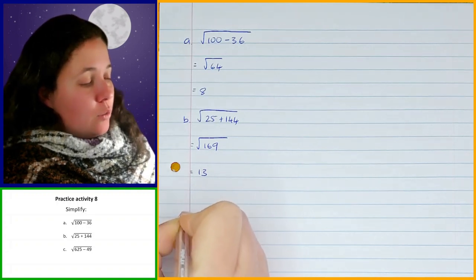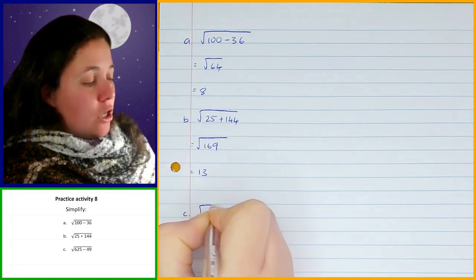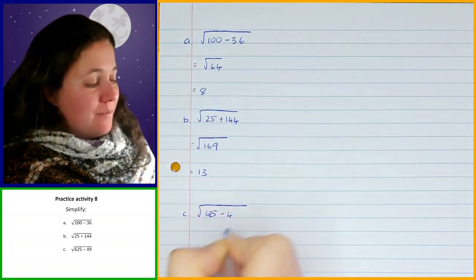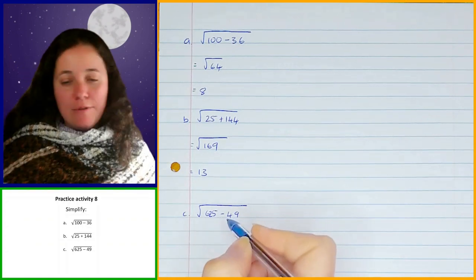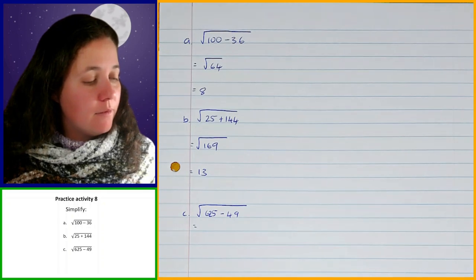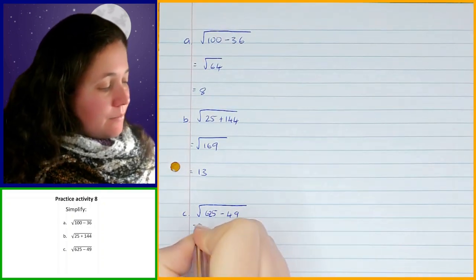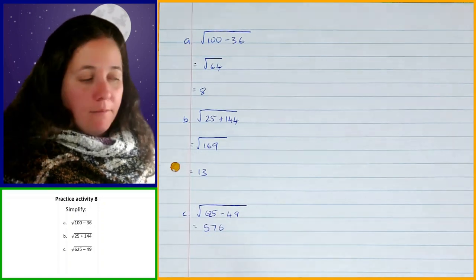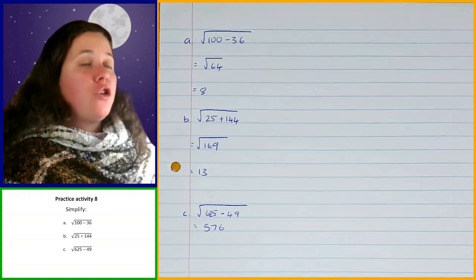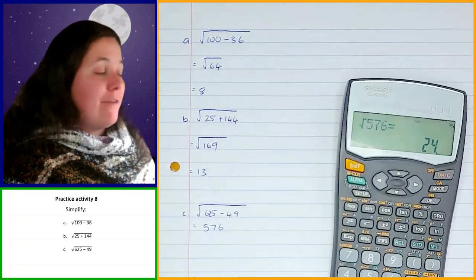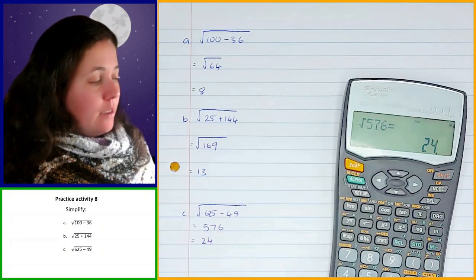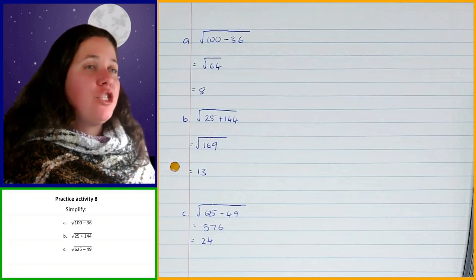And then the last one, question C, you had the square root of 625 minus 49. And that gives you 576. Now, this is one that you wouldn't necessarily know, so you can use your calculator for this, okay? So the square root of 576 is 24. Okay, so that is what you should get for each of those different questions.